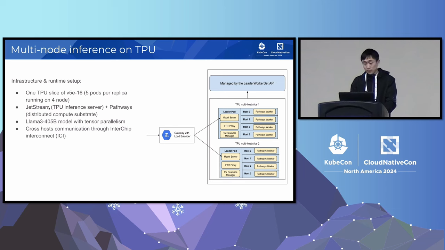The model server we will be using is the JetStream inference server. Pathways is a distributed compute runtime here, and we will still be running the Llama 3 405B model with only tensor parallelism, because all TPUs are connected with ICI. It's a two-dimensional topology, so it is very good at transferring data. So using tensor parallelism here is already good enough, and cross-host communication only happens through the inter-chip interconnect.